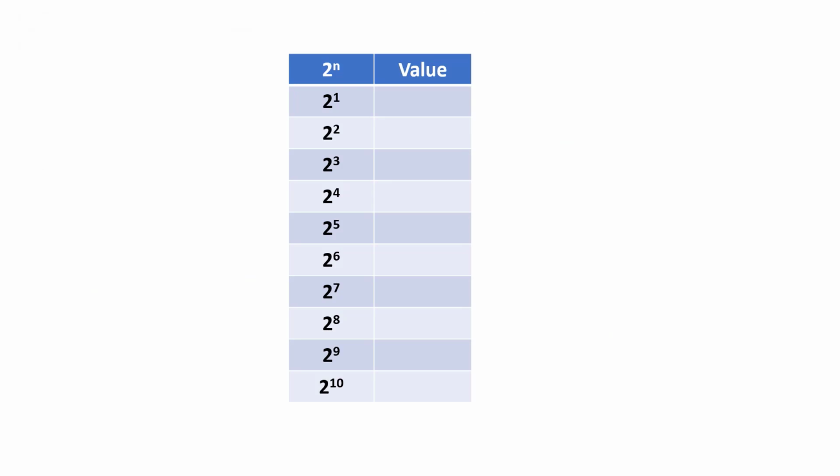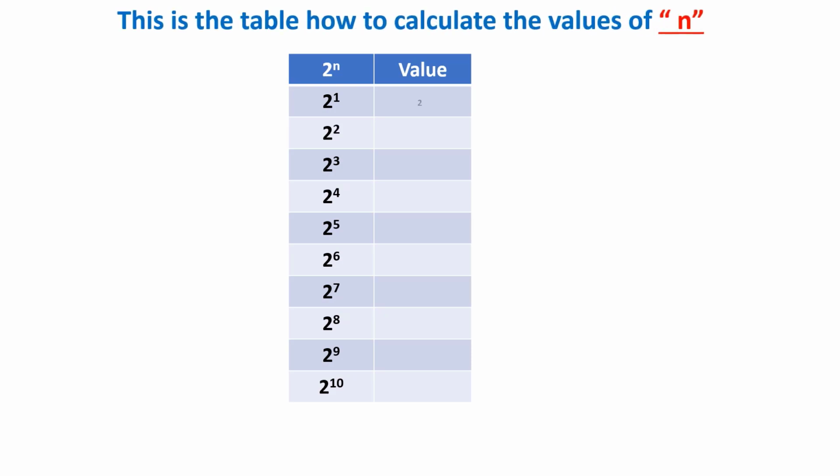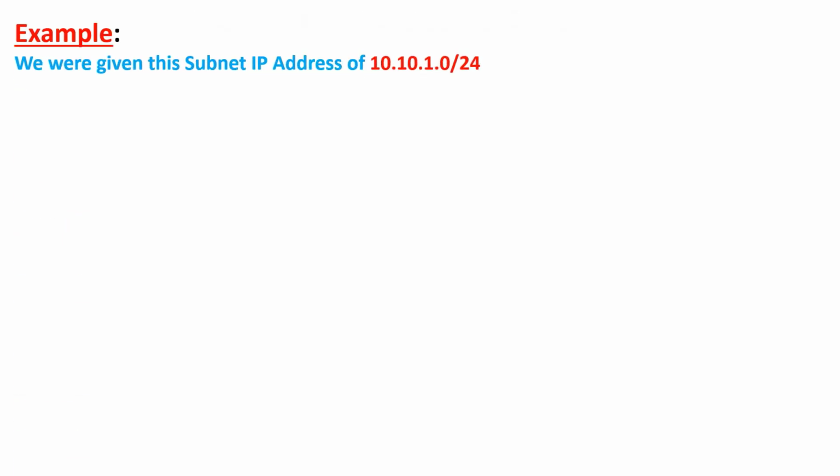Now, we have this table here, 2 to the power n and the value. 2 to the power 1 gives us 2, 2 to the power 2 is 4, 3 gives us 8, 2 to the power 4 is 16, 32, 64, 2 to the power 7 is 128, 2 to the power 8 is 256, 2 to the power 9 is 512, 2 to the power 10 is 1024, and so on and so forth. Now, we have this example.